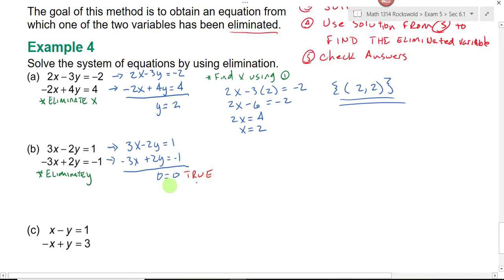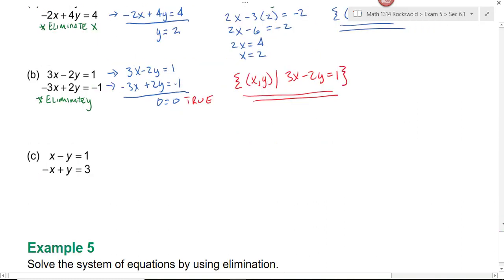That means that any value will make this equation true as long as it's a point on the equation of one of these lines. That means that I have a consistent dependent system and it has an infinite number of solutions. Those solutions will be the points x, y, such that, and then I just pick one of the equations of the lines. I could say 3x minus 2y equals 1, and that would be my final answer. When you're solving a systems of equations, the goal is to find the values that make the equation true. If all of the variables drop out and you're just left with a true statement, that means you have a dependent system.